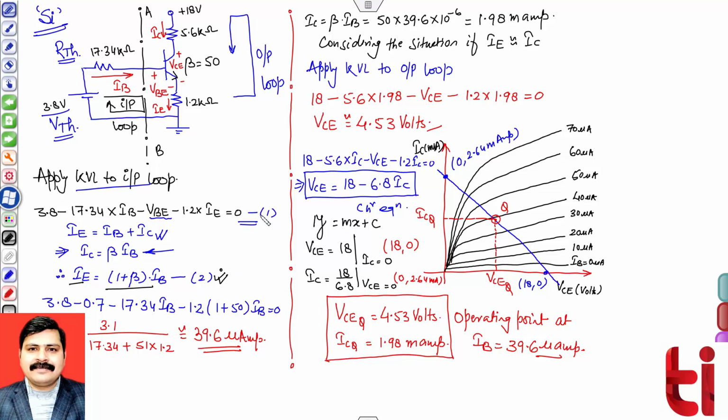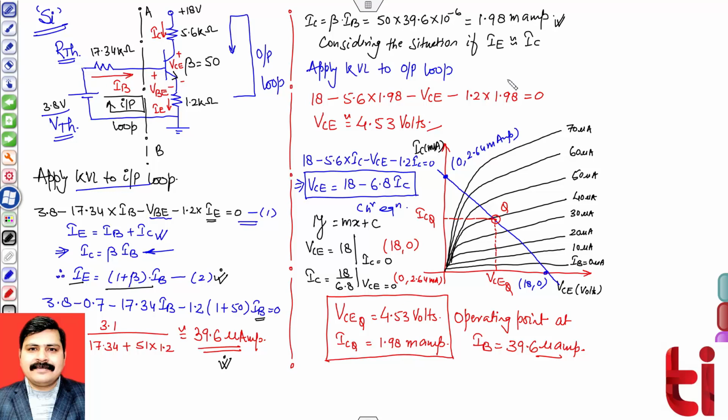and suppose I am marking this as relation 2. Now from relation 1 and 2, I am putting the value of IE from relation 2 to relation number 1, and now you can check I am having a single equation with a single variable, so the value of the unknown can be easily calculated, and my IB base current is 39.6 microampere. So it is 39.6 microampere base current. So once the base current is calculated, then I can easily calculate the value of collector current, 1.98 milliampere.